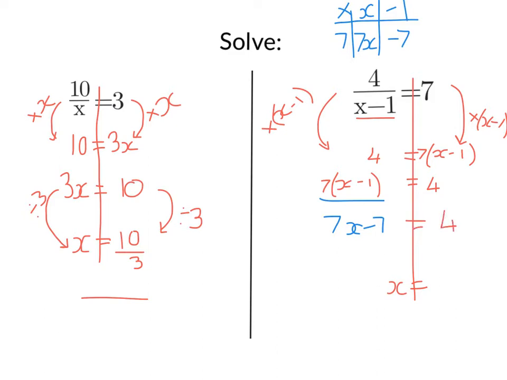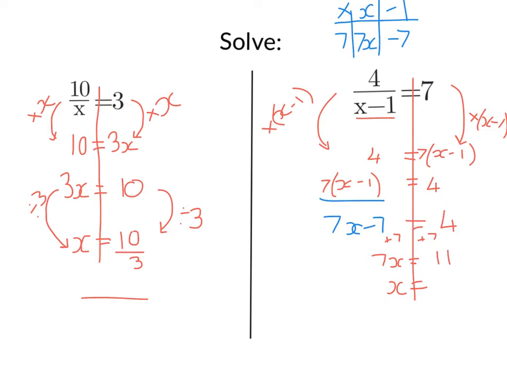Equals 4. I need to add 7 to both sides, because at the moment it's 7x take away 7. So the last thing I did was take away 7. The first thing I'm going to do now is add 7 to both sides. So I'm going to have 7x equals 4 add 7, which is 11.